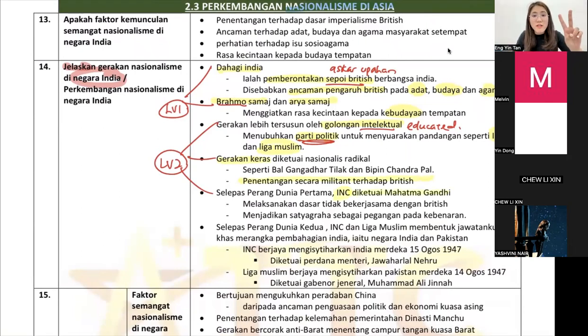Nationalism, level 2. Mahatma Gandhi started it. He's the leader of this INC group. So they start to do this to British: dasar tidak bekerja sama. And they emphasize this concept Satyagraha, which is about how we need to fight for the truth. And so this is the ending here.